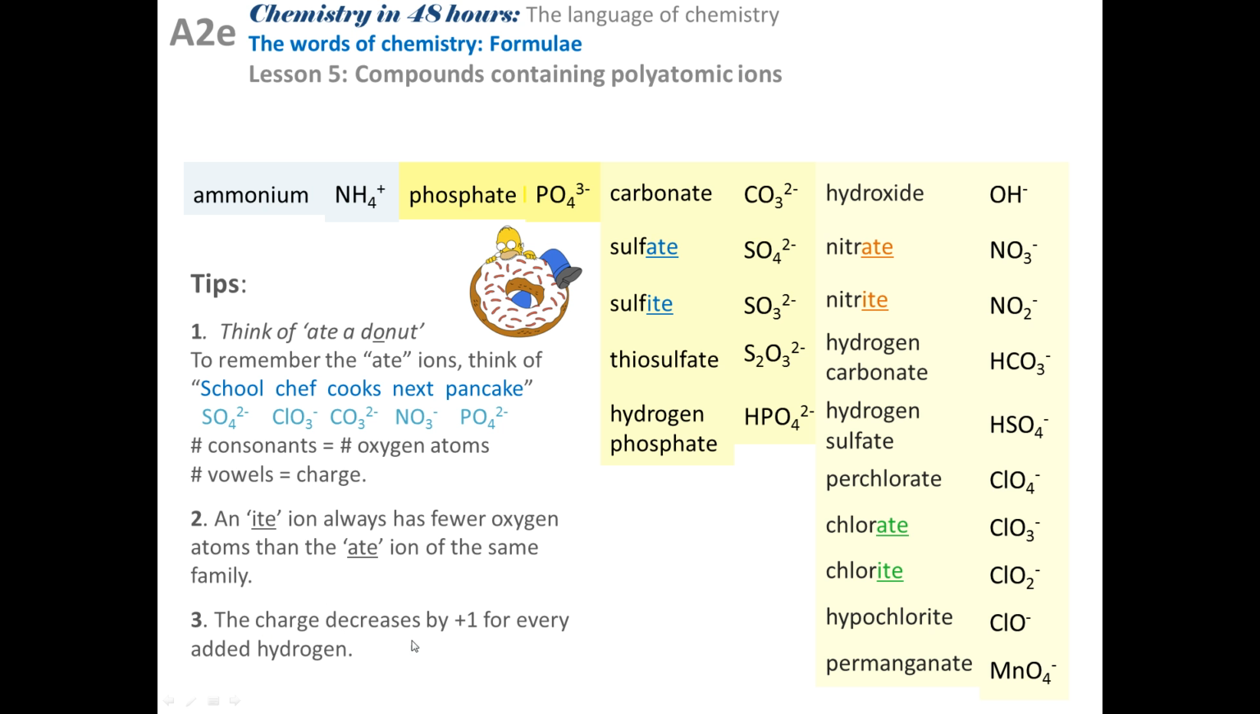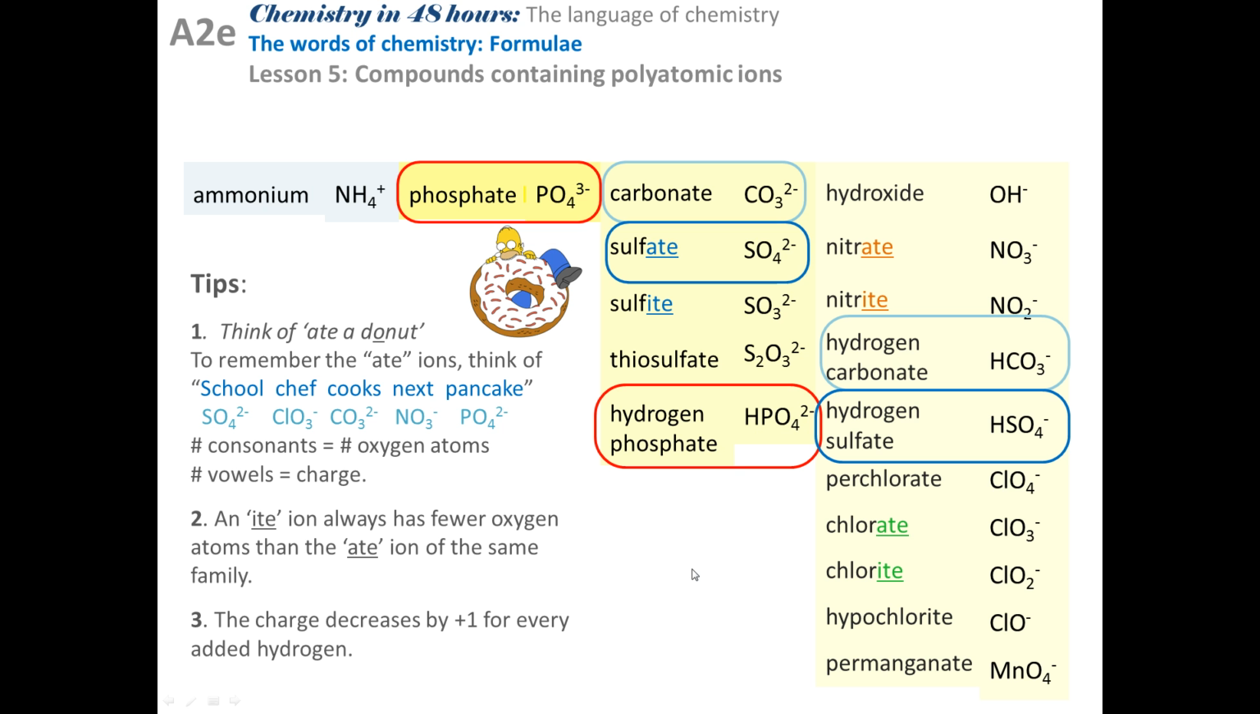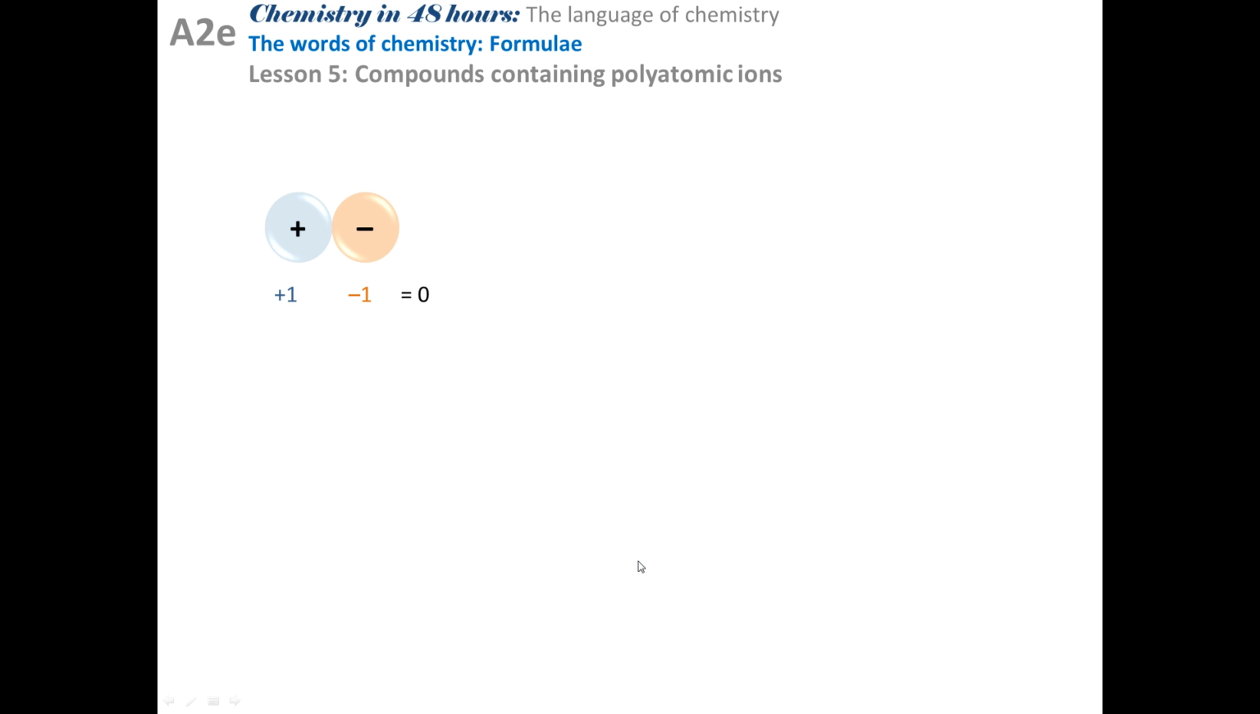And then when you have hydrogen in the polyatomic ion, the charge goes up by 1. So phosphate is PO4 3-, so hydrogen phosphate is HPO4 2-. And if you had dihydrogen phosphate, it would be H2PO4-. And similarly for carbonate, hydrogen carbonate, sulfate, hydrogen sulfate. So keep on practicing and learn those.